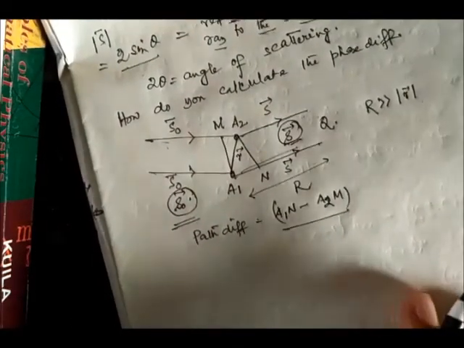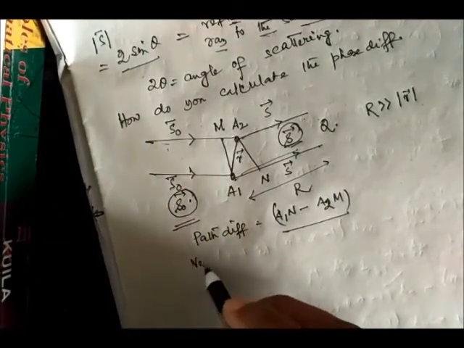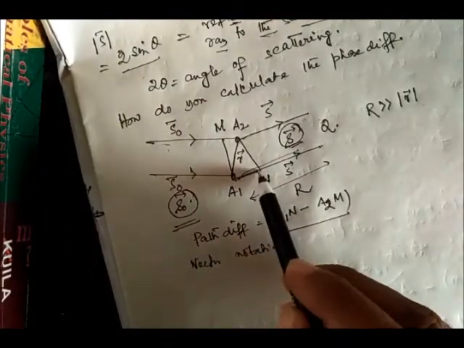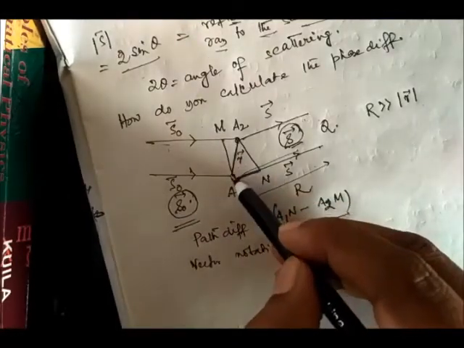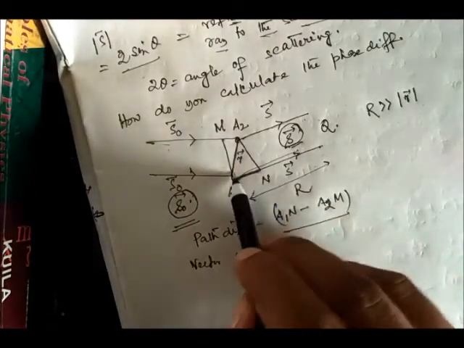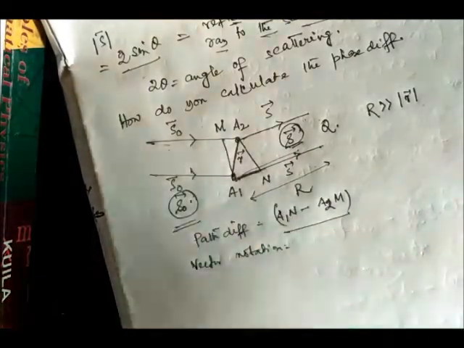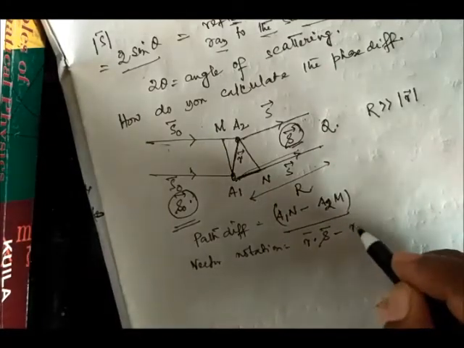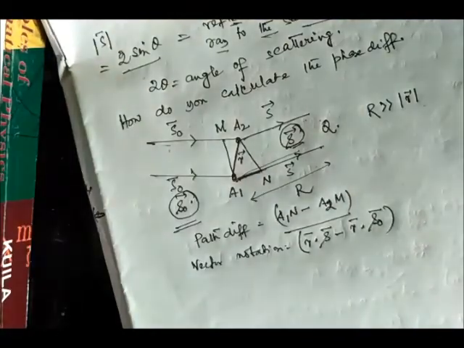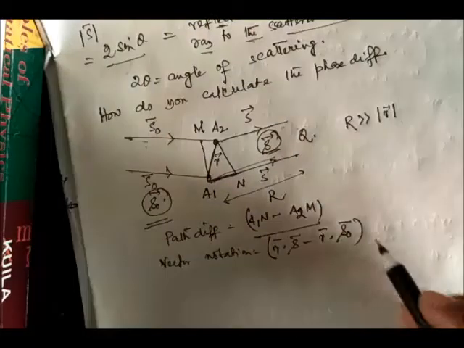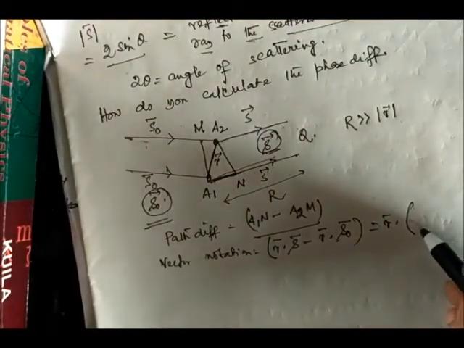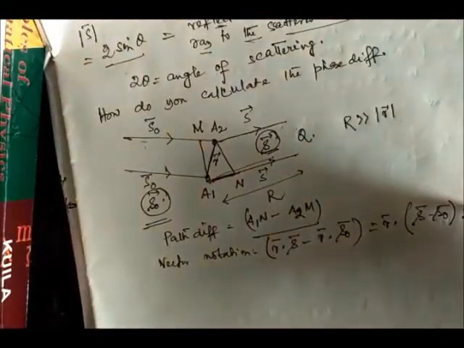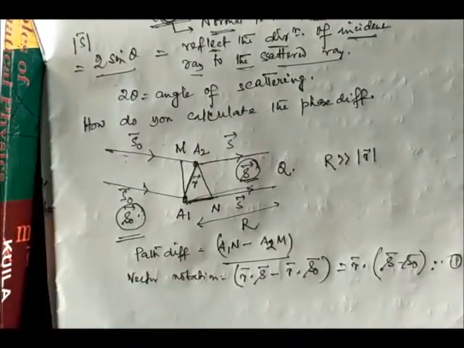Okay, now if you calculate the path difference in terms of vector notation, this A1N is basically R times cos theta. Okay, so R dot S. So this is basically R dot S minus R dot S0, right? So I can write this as R dot (S minus S0). Fine. So assume that this is your equation number 1, right?